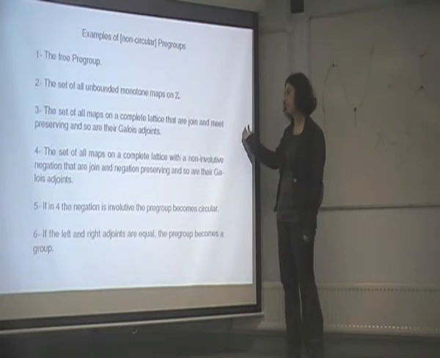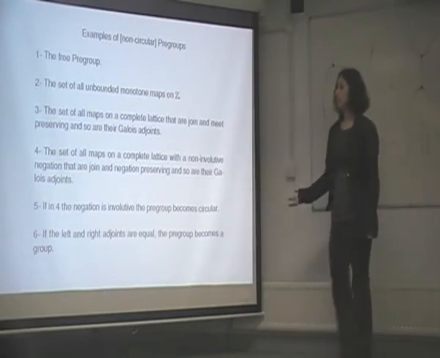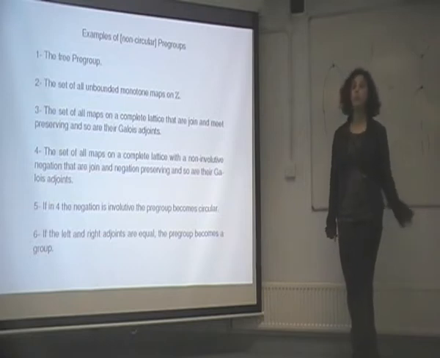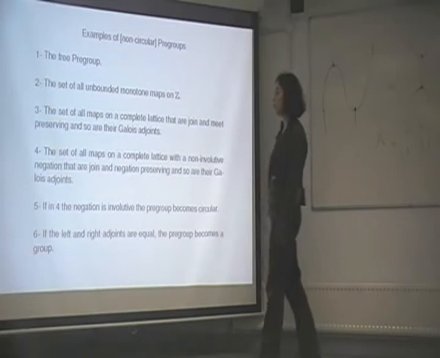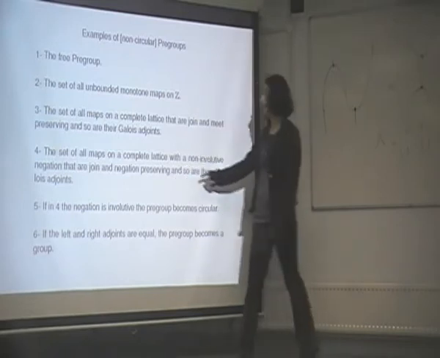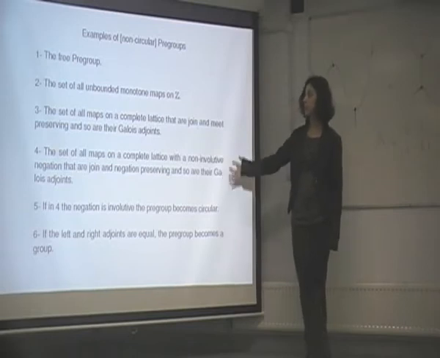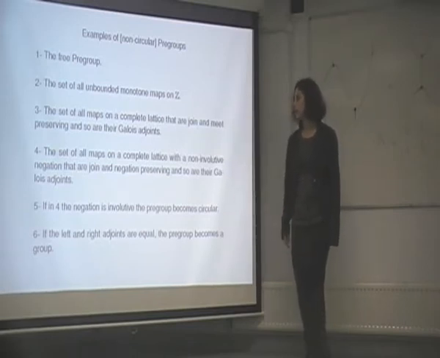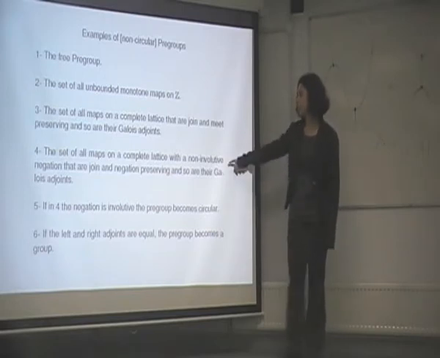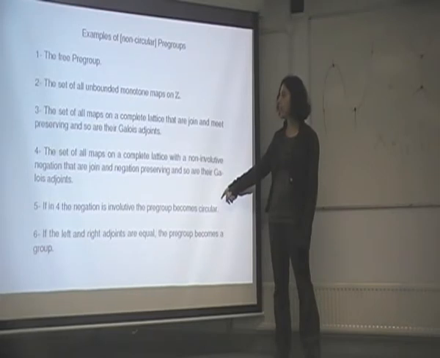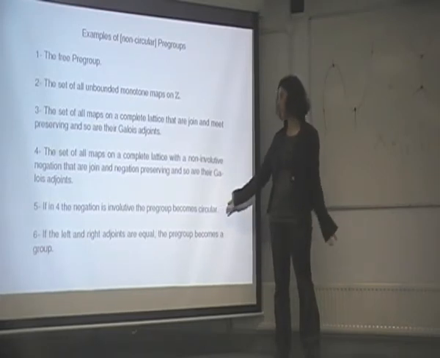An equivalent definition, if you want. Now, the set of all maps on a complete lattice, when you moreover have a non-involutive negation, and these maps preserve the join and the negation, and their Galois adjoints also preserve the join and negation, this also forms a non-circular pregroup. And it's sort of obvious that if this negation is involutive, then your non-circular pregroup will collapse down to a circular pregroup.